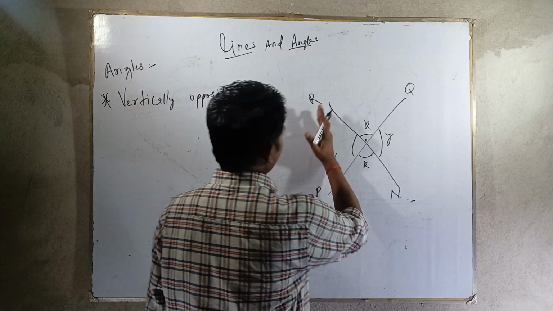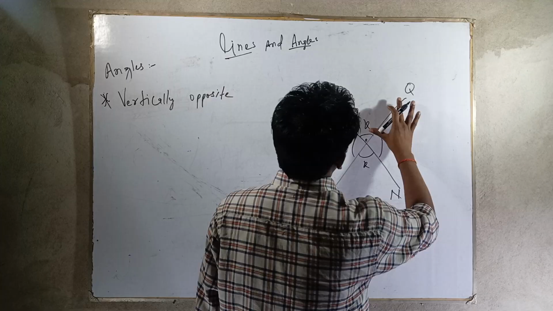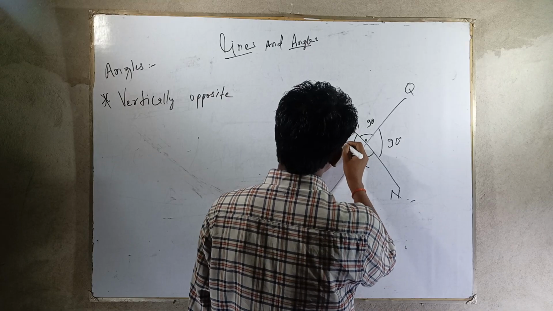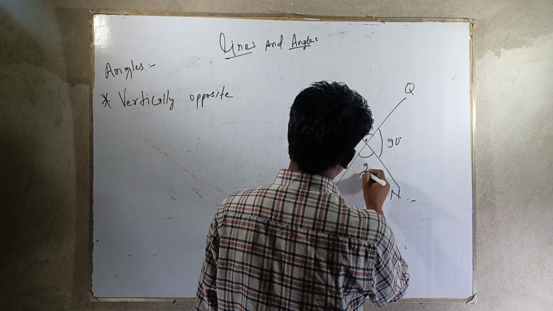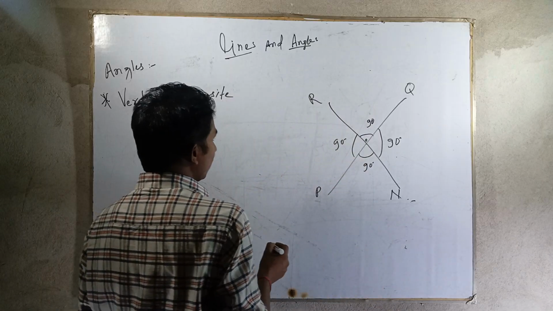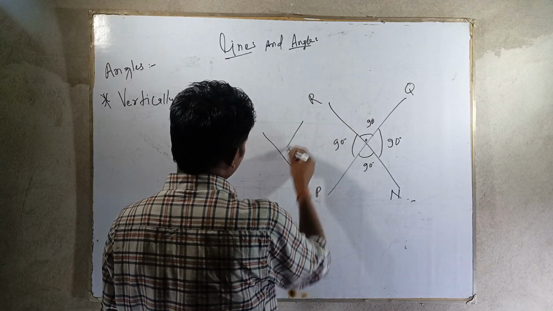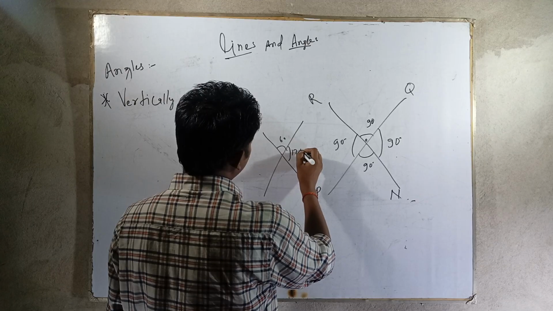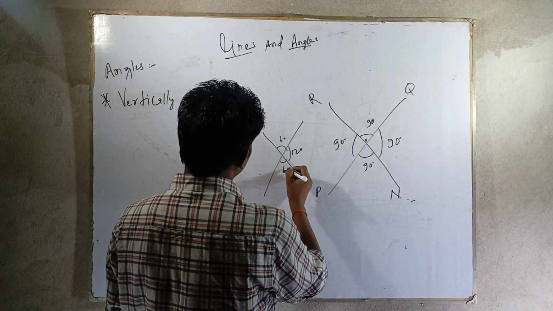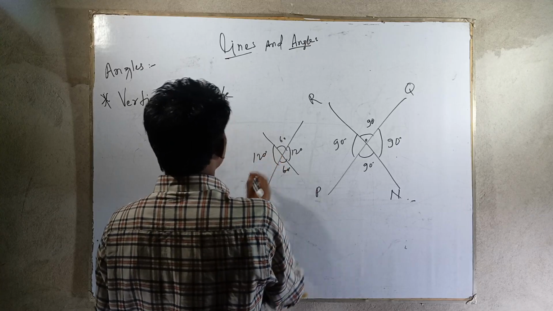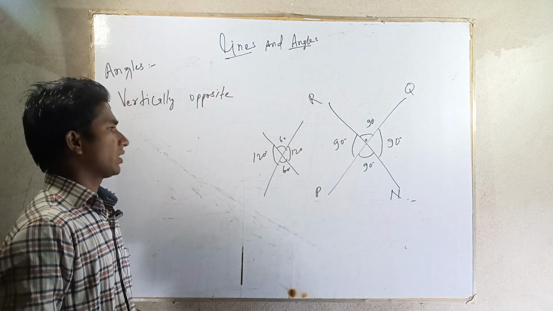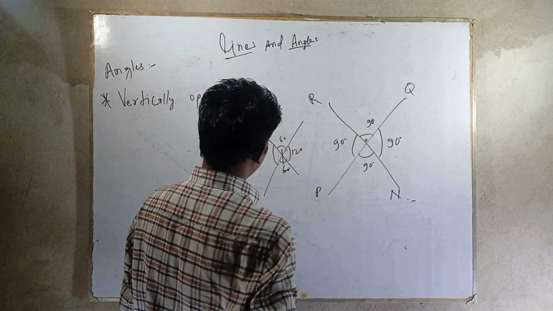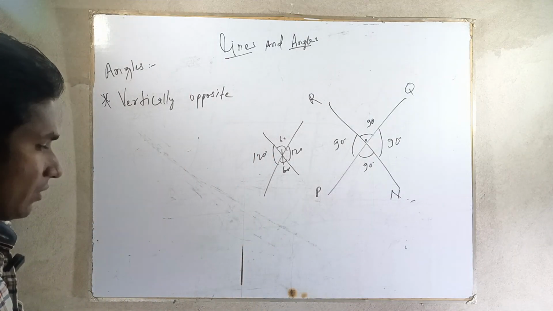In another way, suppose this one is 90 degrees, then this will also be 90 degrees. Suppose this one is 60 degrees, then this will be 120, then this one will also be 60 degrees, and this one will also be 120 degrees. So this is the meaning of vertically opposite angles: opposite angles are always equal.